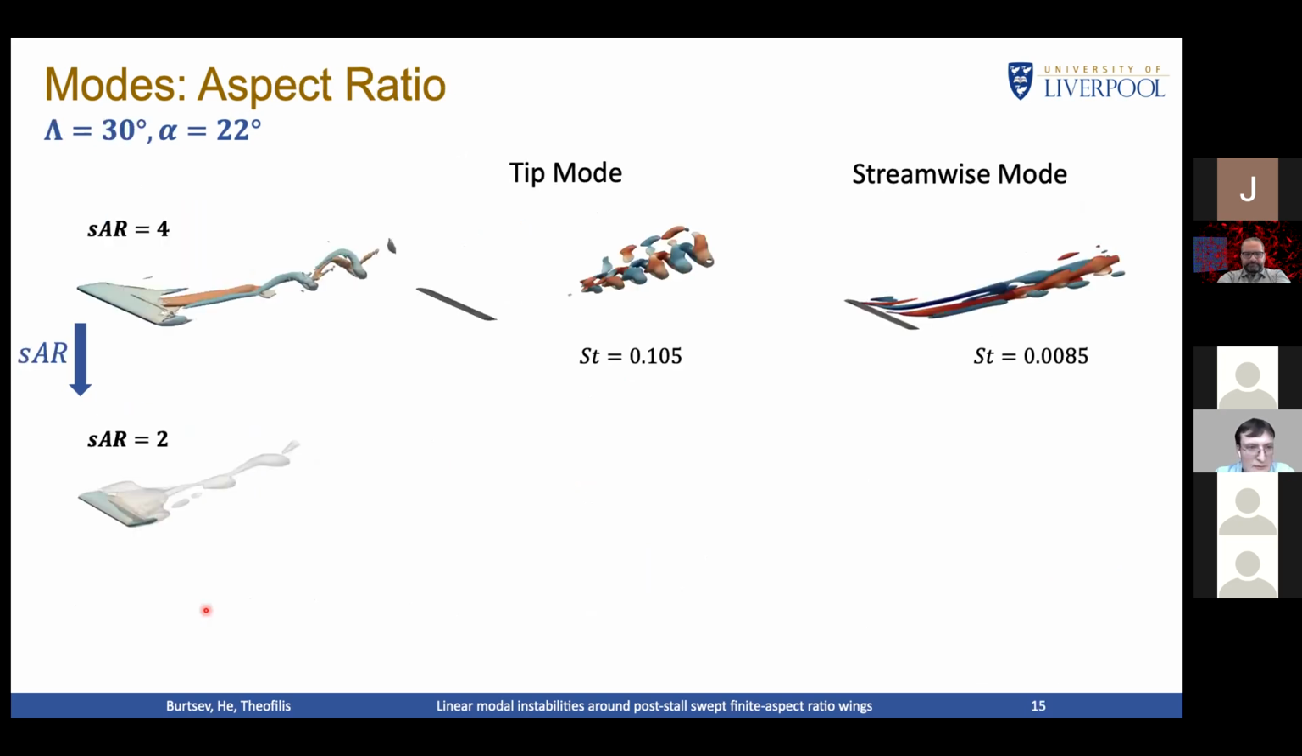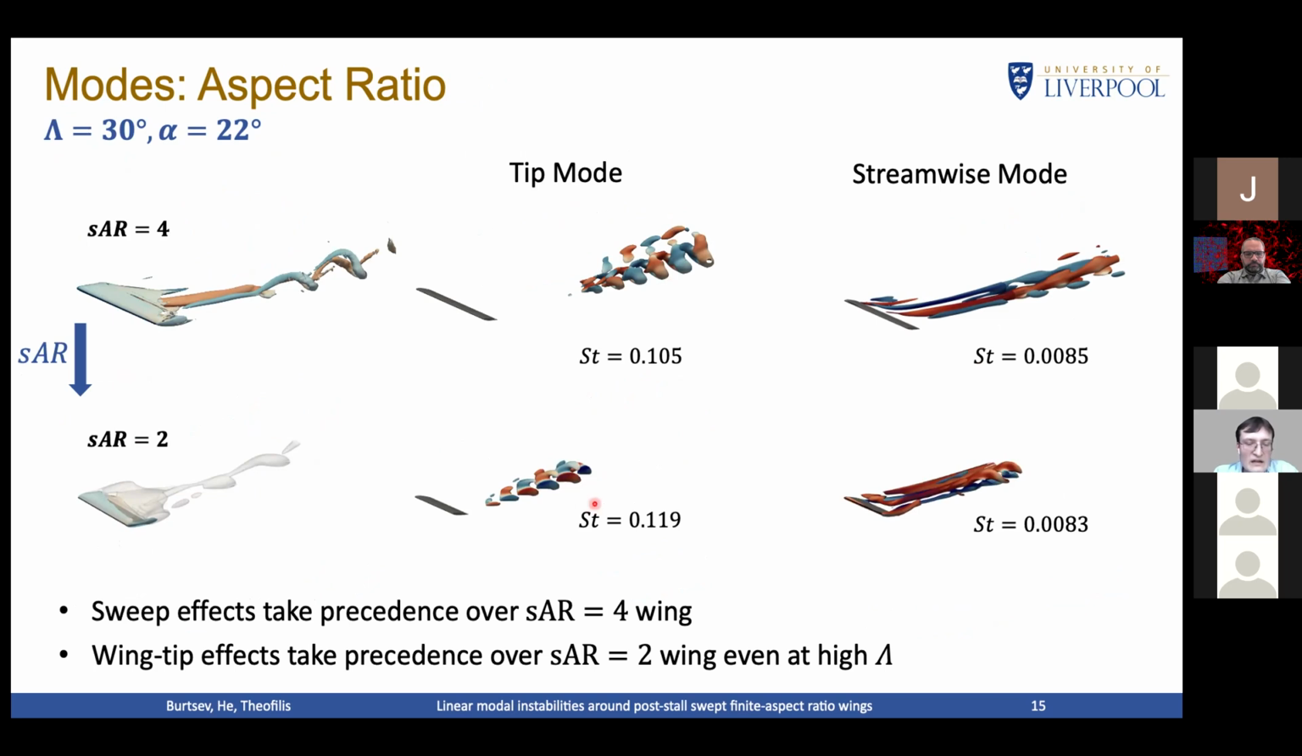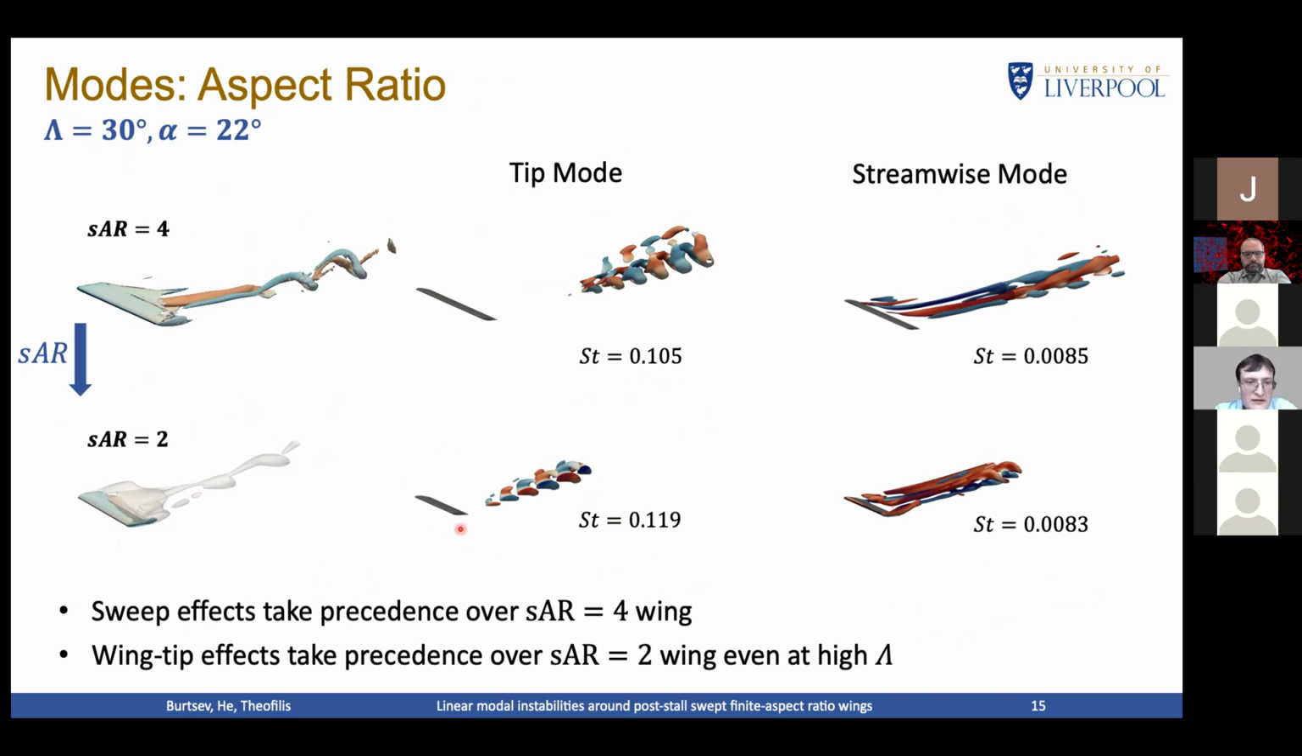Now, lastly, if we fix the sweep at 30 degrees and look at the shorter aspect ratio 2 wings, these two modes are the same as on the previous slide. We see a similar streamwise mode on the shorter wing. However, it's not the most energetic one. Instead, a tip-like disturbance is the most energetic. So again, this reflects the fact that even at high angle of sweep, the short wing is dominated by tip effects, whereas spanwise flow effects take precedence over the longer wing at aspect ratio 4.